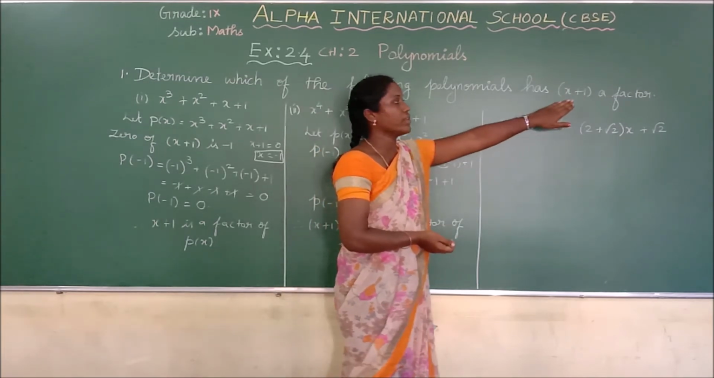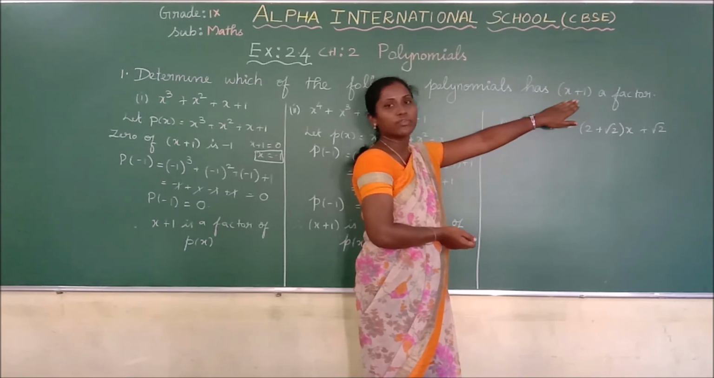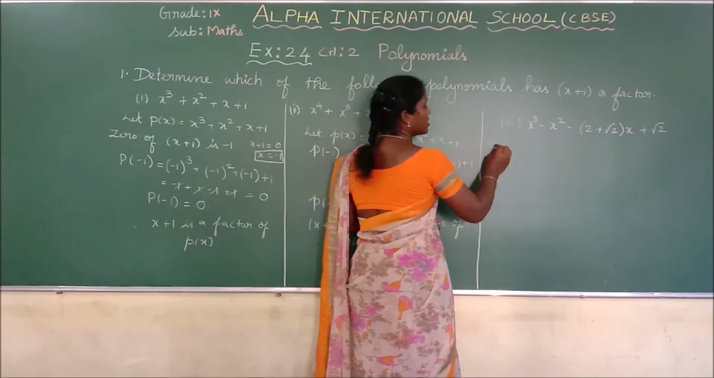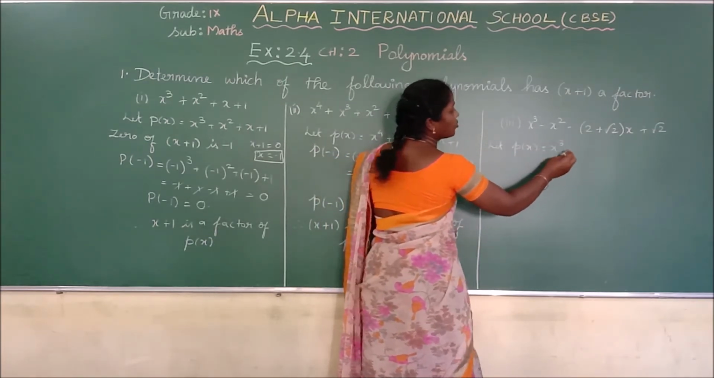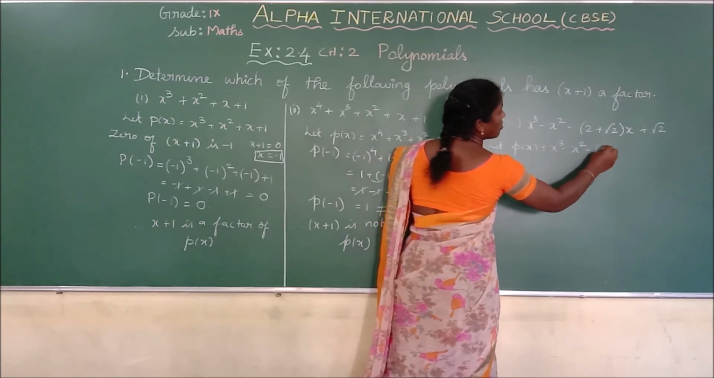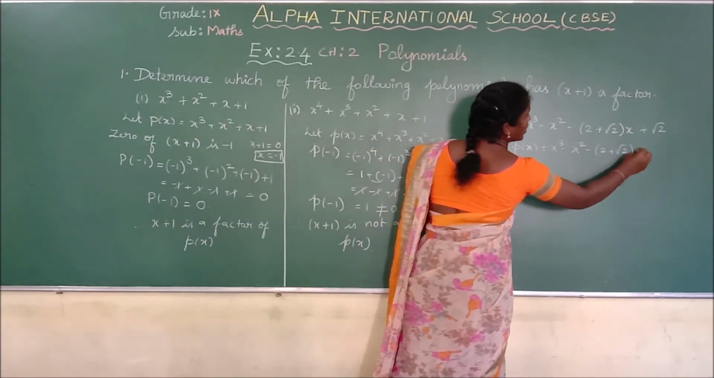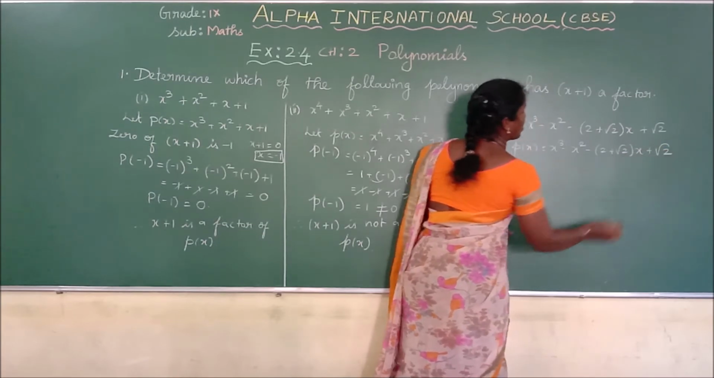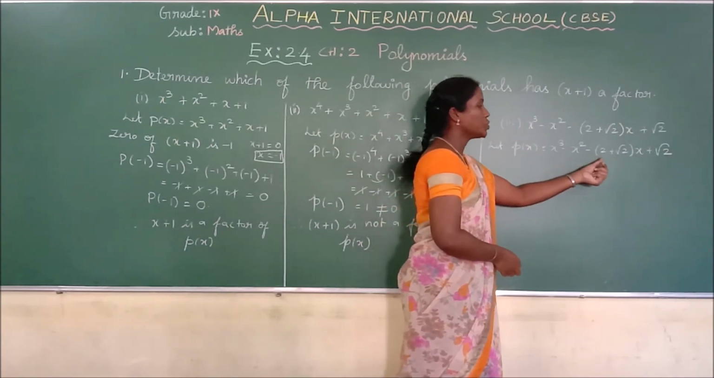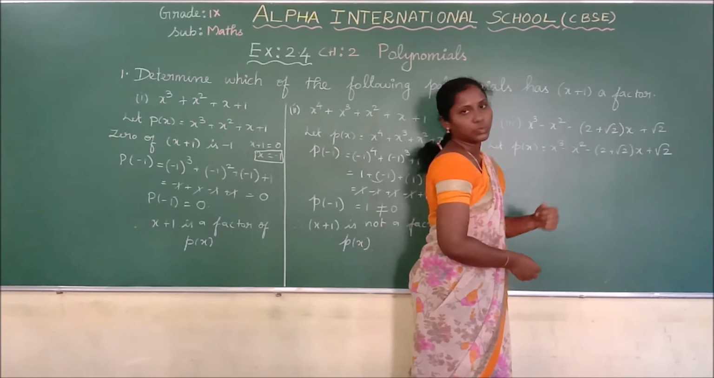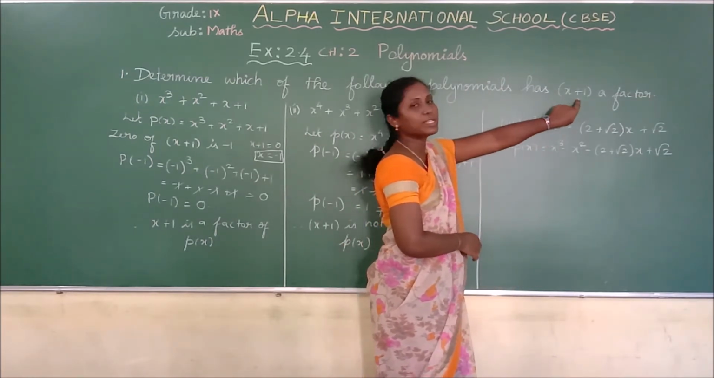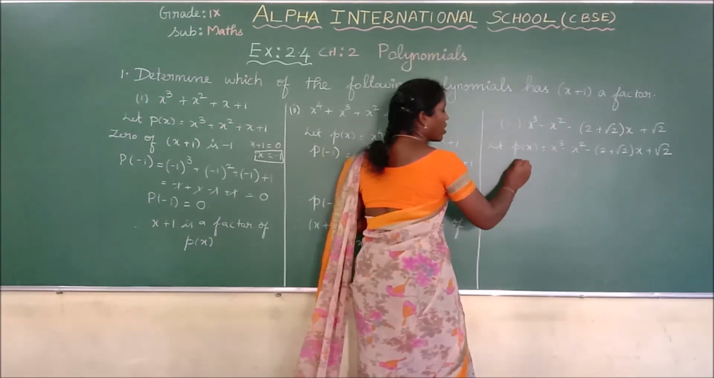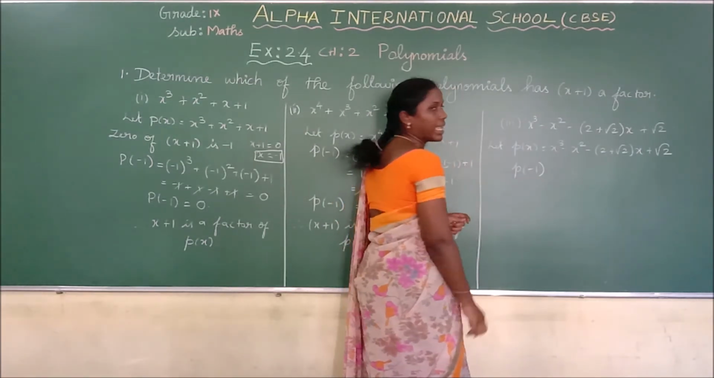In the same way we are going to check whether x plus 1 is a factor of the given polynomial or not. For that, first let p of x is equal to x cubed minus x square minus 2 plus root 2 into x plus root 2. Just replace x by minus 1 because the 0 of x plus 1 is minus 1.